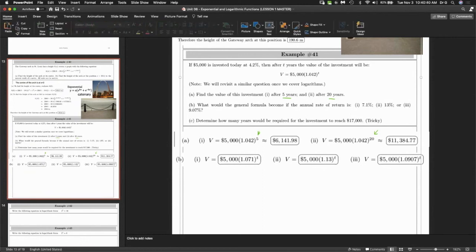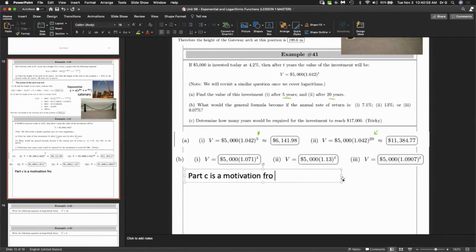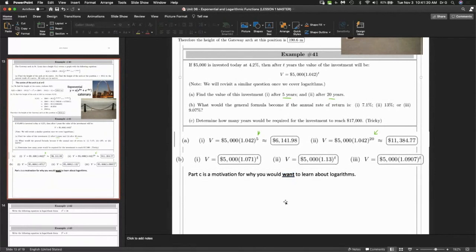So the title of this booklet is Exponential and Logarithmic. I have not talked about logarithms at all at this point. But this part C is a motivation for why you would want to learn logs. I guess the word need is a bit heavy. You could say here want, maybe, because you don't need to know logarithms to do math. But anyway, let's talk about part C.